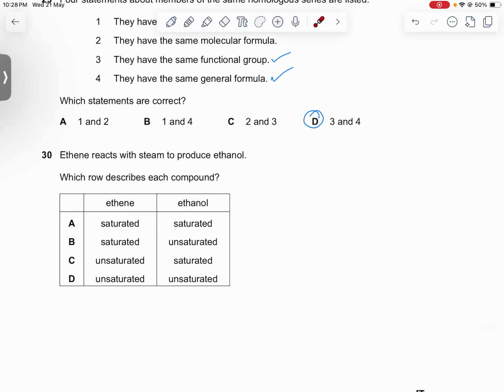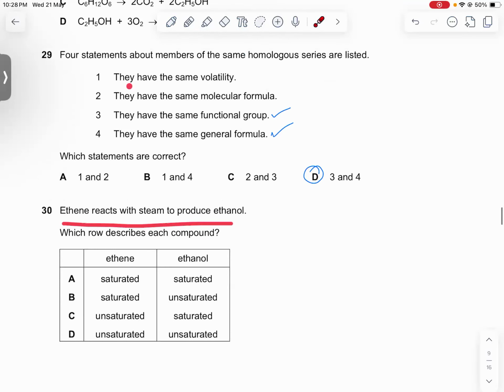By the way, they have the same volatility? No, volatility actually decreases as size increases, and the molecular formula also changes because they are different molecules.